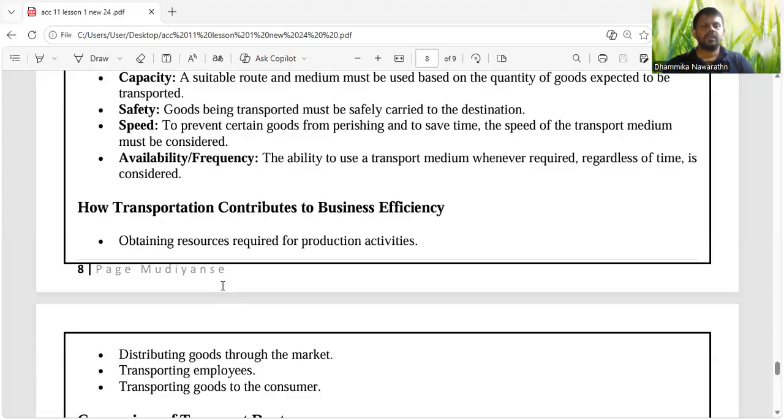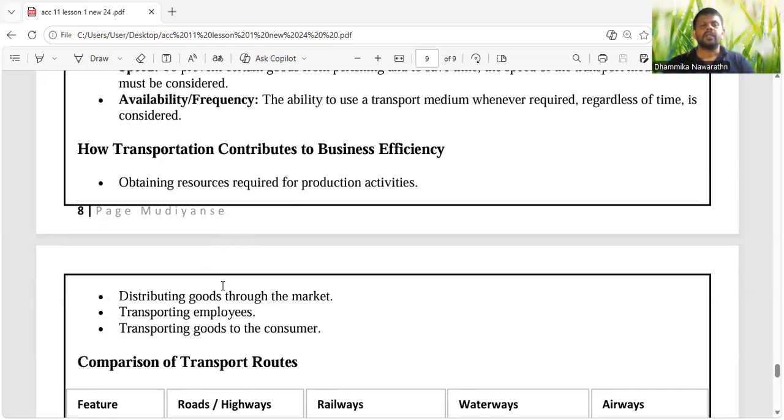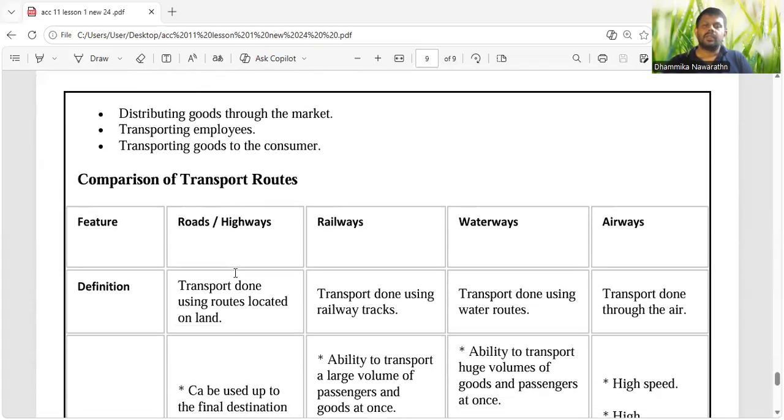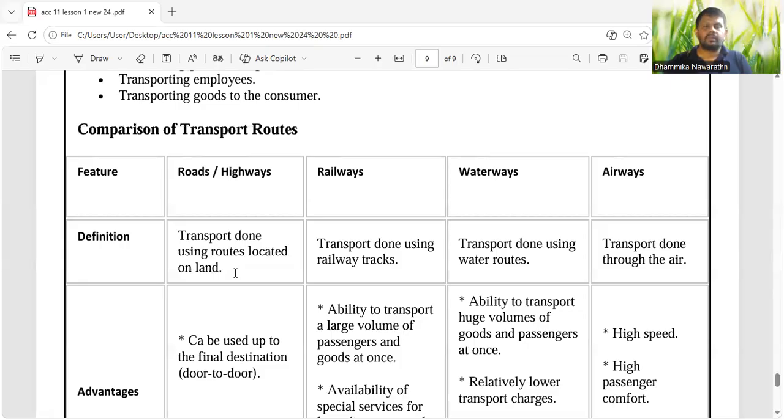Then, how transportation contributes to business efficiency: the importance of transportation for a business is in obtaining resources, that means raw materials and other things for production, distributing the goods to the market, and transporting the employees and the consumers. Then finally, we are going to compare the modes, transports, and routes. A comparison is going to be done here now: first road, then the railway and other things.